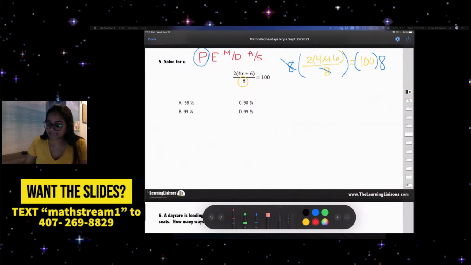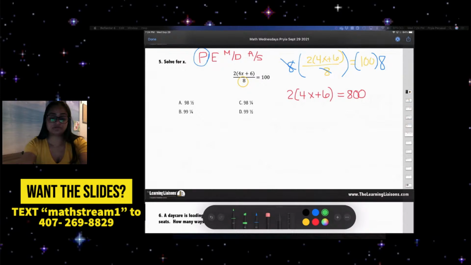So let's go ahead and tackle what we now have. We're going to keep everything in the numerator the same. And we're going to multiply 100 by 8. Well, 8 times 100 is 800. All right, now think, what's the next step?